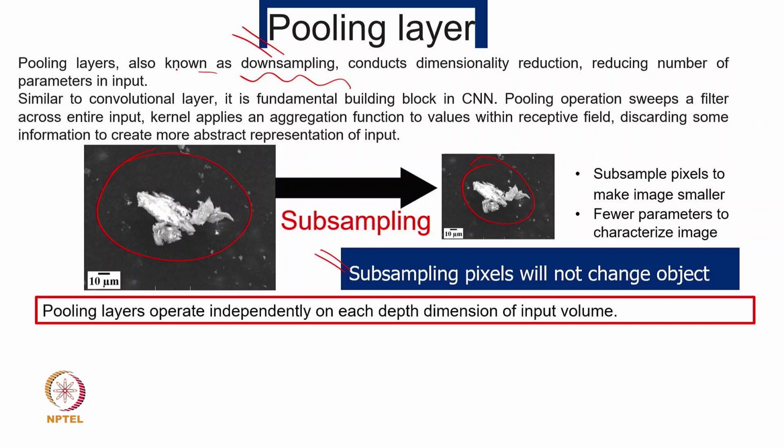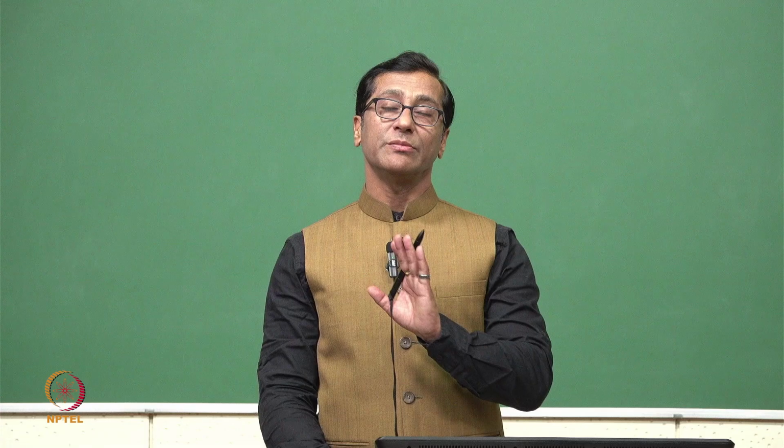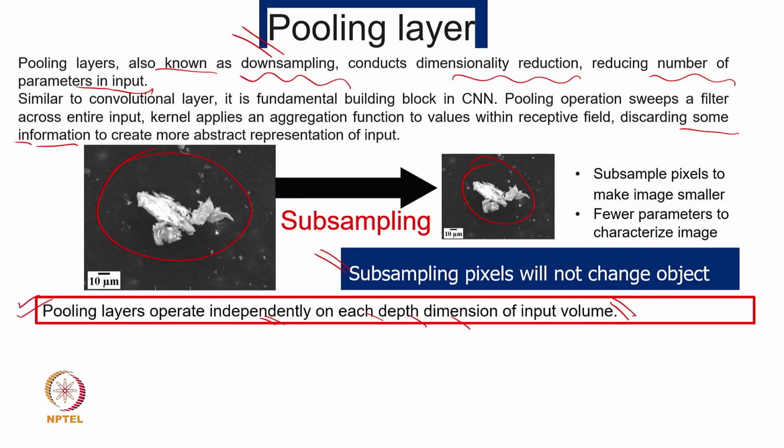So the pooling layer, also known as downsampling, conducts dimensional reduction, reducing the number of parameters in the input. Why do we require it? To reduce time, and sometimes we also discard unnecessary information. We can go ahead with a number of thicknesses also, so the pooling layers operate independently on each depth dimension. If we do a slicing operation, then every slice will have a separate pooling layer.